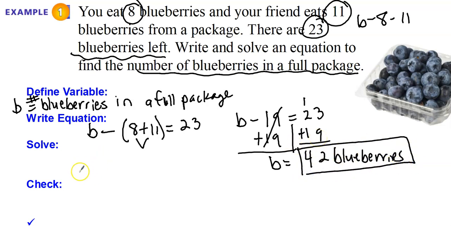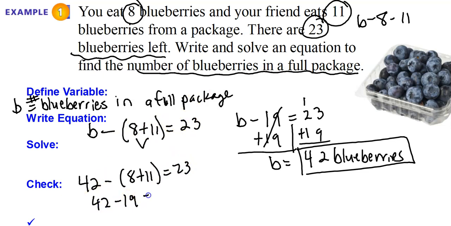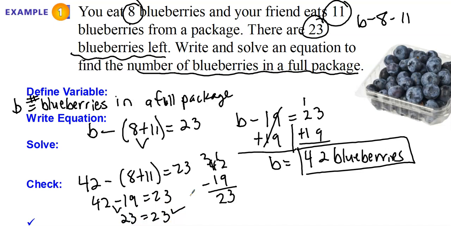And then I will check my answer. Oops. Let's not do B, let's do 42. 42 minus 8 plus 11 equals 23. Right, I go back to my original equation. 42 minus 19 equals 23. And now I'm going to do the subtraction. You should always use a calculator or check it. Don't just tell me that the left side equals the right side because you believe it should. Check.